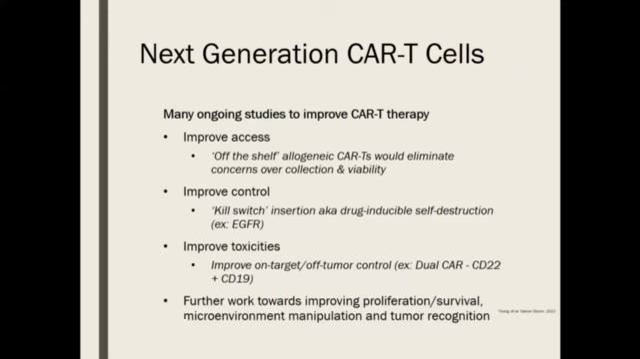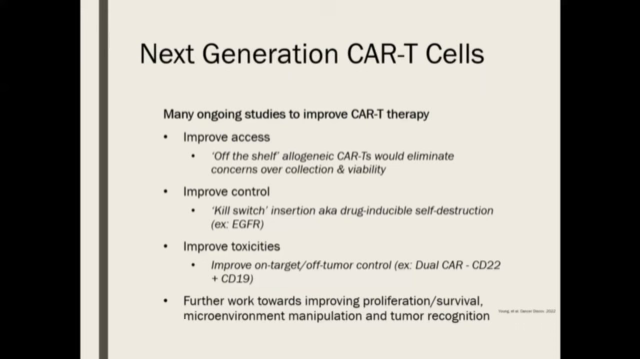Improving control would be good. One option is inserting something like a kill switch, aka a drug-inducible self-destruction. Something that's been studied is inserting an EGFR domain. If the patient is having significant toxicities that can't be managed, maybe infusing a monoclonal antibody that targets EGFR could cleave off these CAR T cell receptors from the T cells, acting as a kill switch to stop these out of control CAR T cell products.